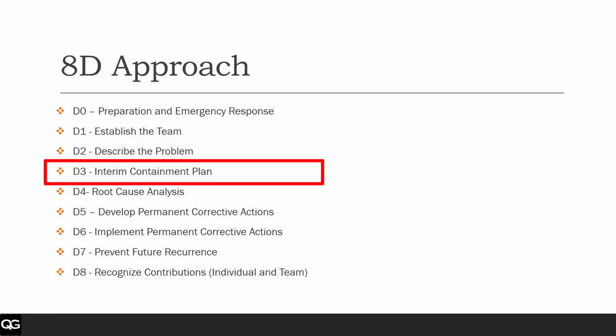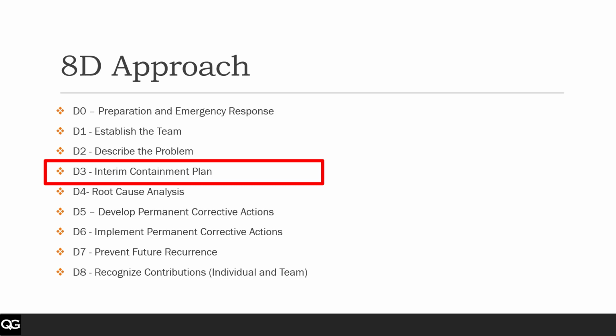Then the third step, or D3, is the interim containment plan. Here, similar to what we have done in D0, you look at the emergency response, whatever actions you took in D0, whether those are sufficient or you want to take some more action to contain the problem. So this step is similar to D0, which also included emergency response. In D3, that is exactly what you do once again. You look at all the emergency plans, all the interim actions which you have taken, whether those are sufficient or not, or whether you want to add something more to that or not. That is D3, the interim containment plan.